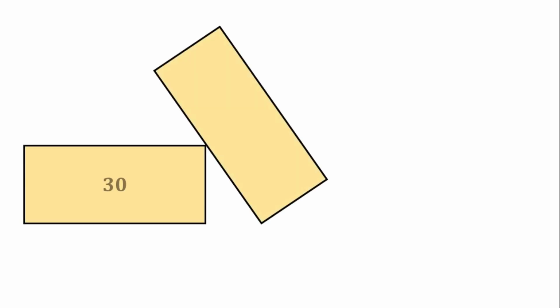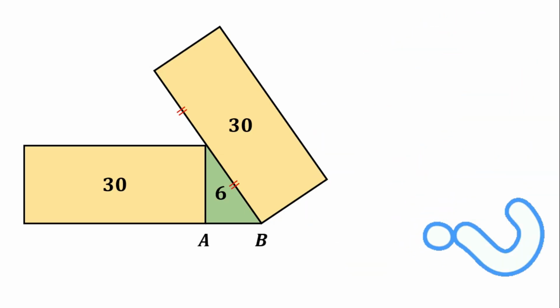We have two identical rectangles, each with an area of 30, and a right triangle with an area of 6. The two line segments shown here are equal in length. So the question is, what is the length of AB? I think this one is a little tricky. Can you solve it? All right, let's get into the solution.